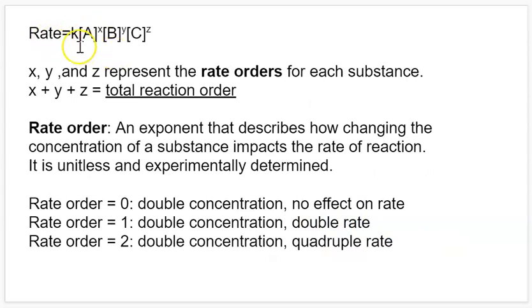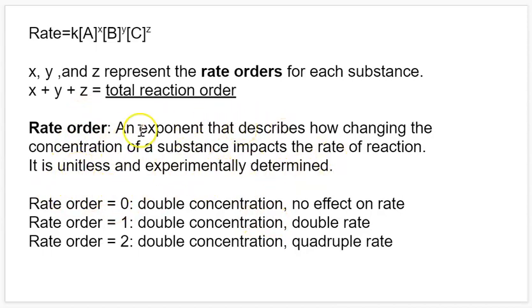So the last bit here are the x, y, and z exponents that are on each of these reactants. And these are called the rate orders. And if you add them all up, we get something that's called the total reaction order. And overall, what this means, a rate order is an exponent that describes how changing the concentration of a substance is going to impact the rate of reaction. And the rate order is always going to be unitless and determined experimentally.